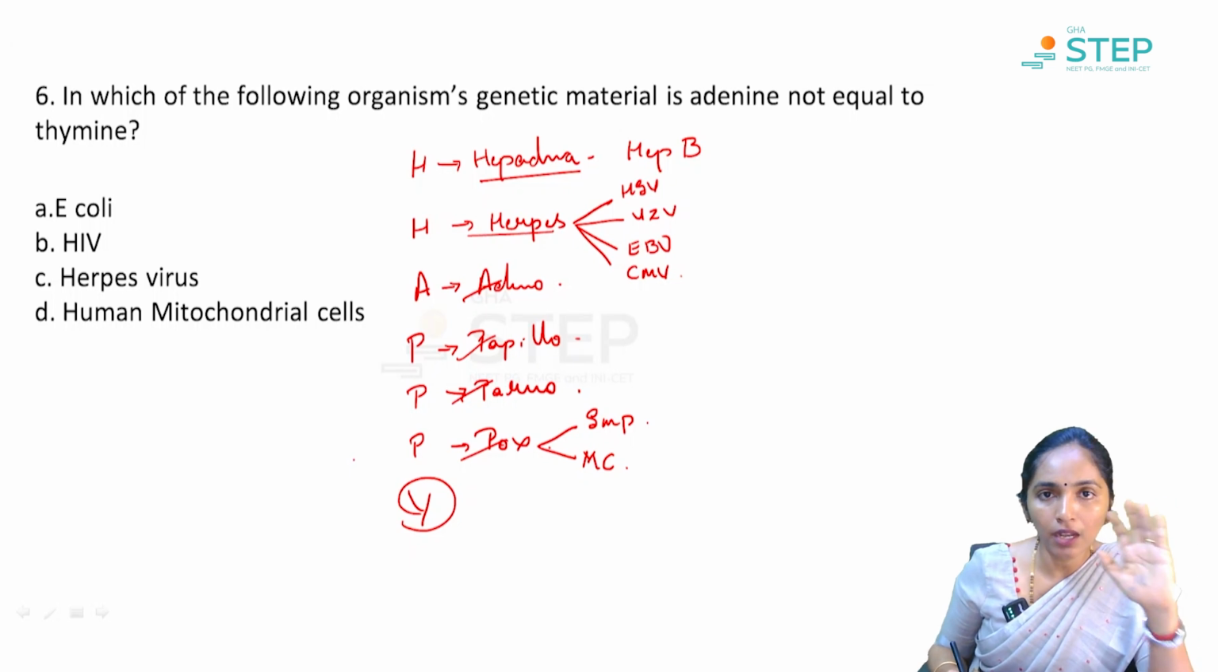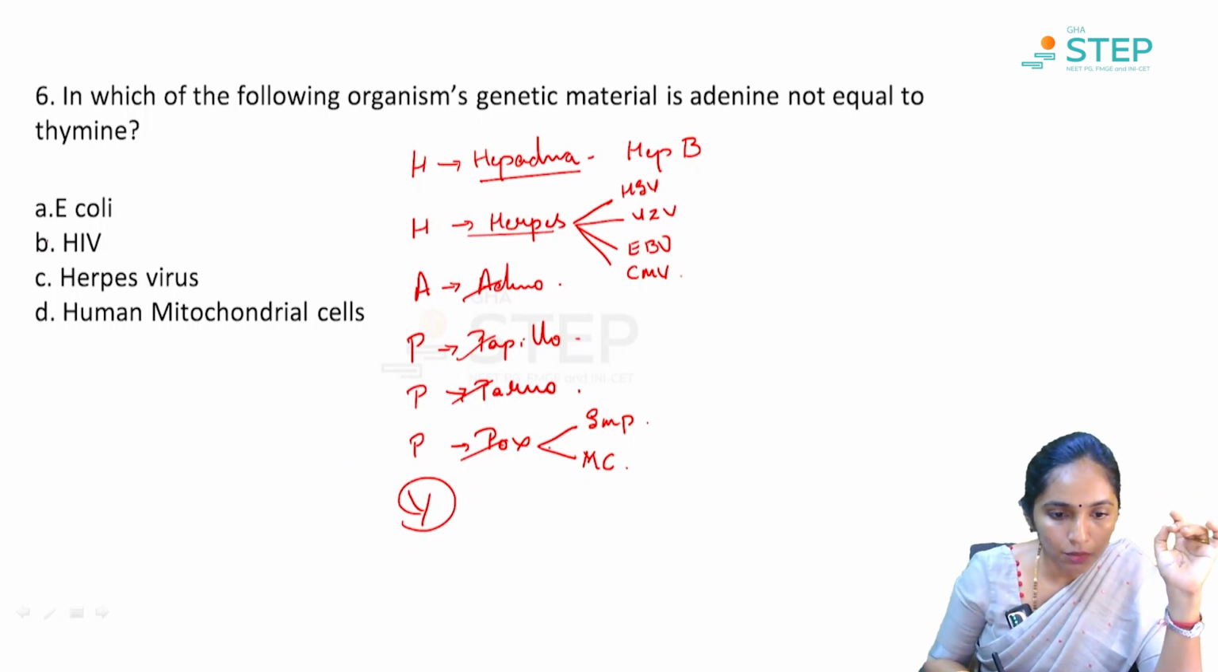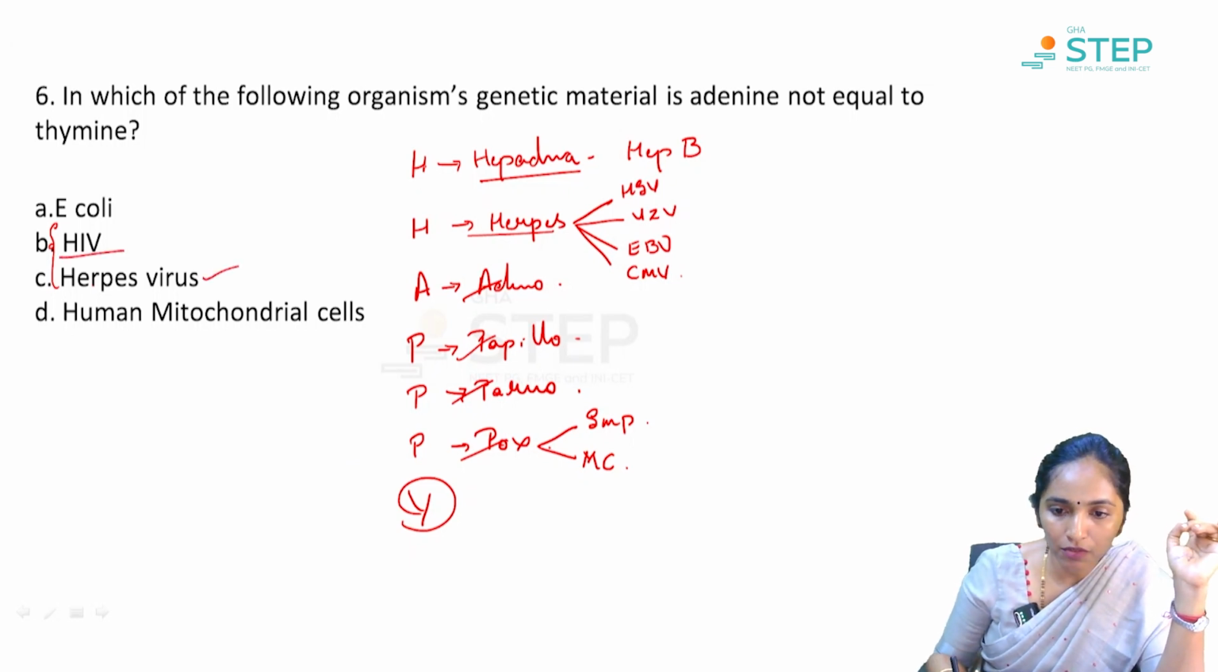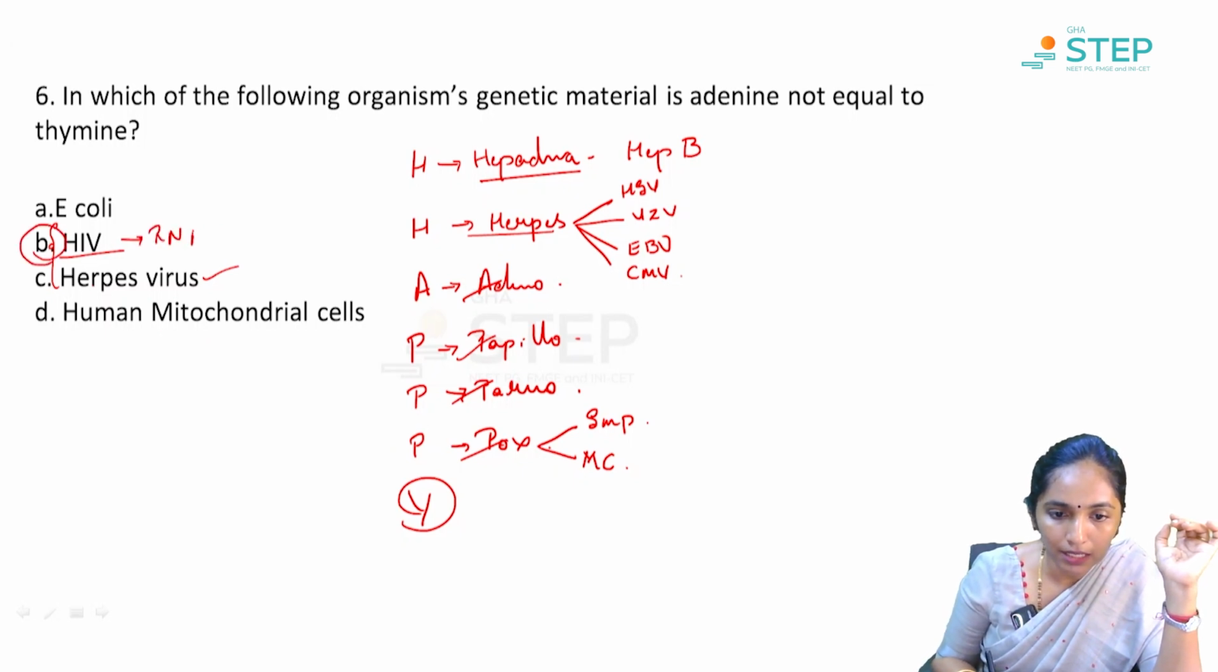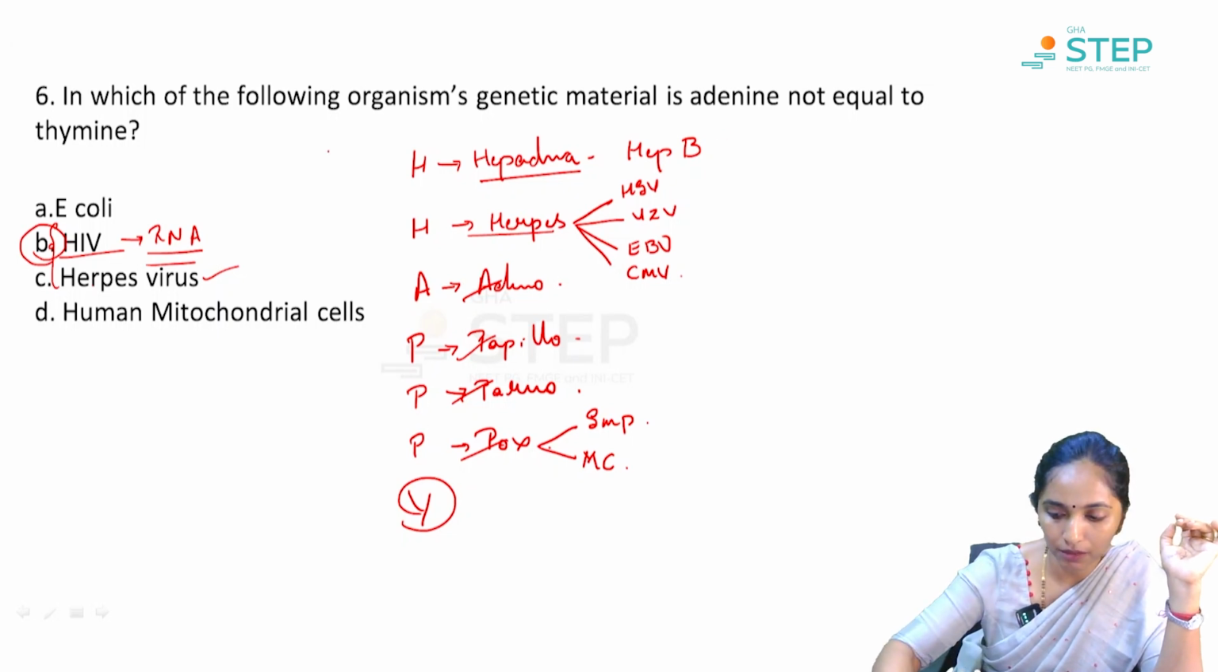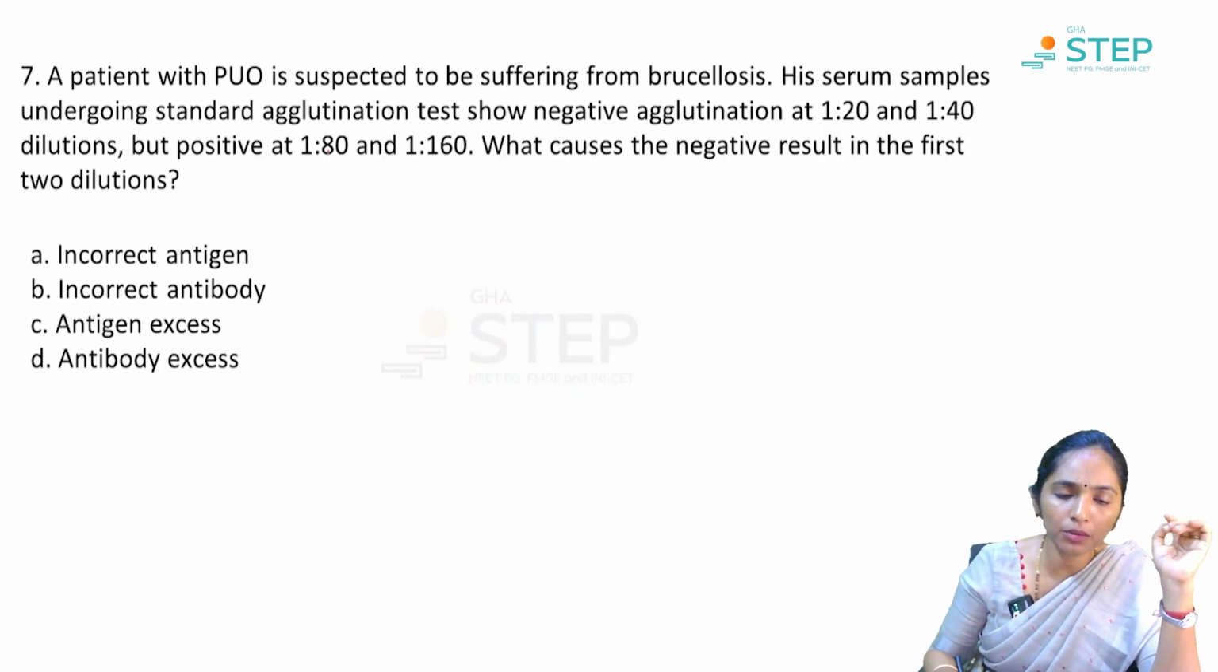The rest of all are RNA viruses. So these were the two which we were doubtful about. So herpes virus is a DNA virus. So HIV, did we see HIV here? No. So HIV is the one which is an RNA virus, and yes, the genetic material is adenine not equal to thymine. Okay. Let us look into the next question.